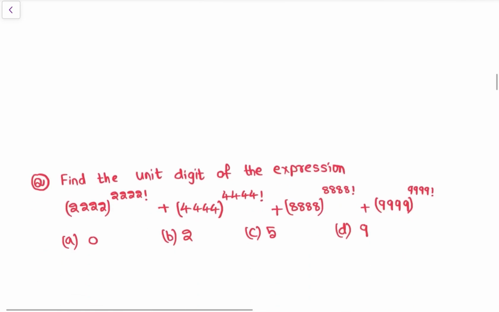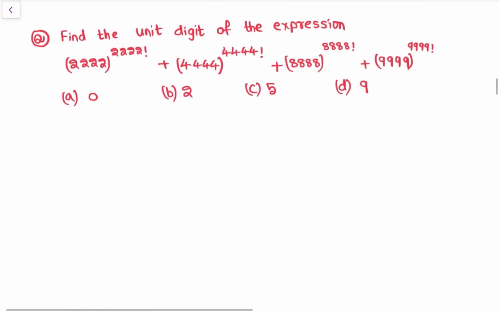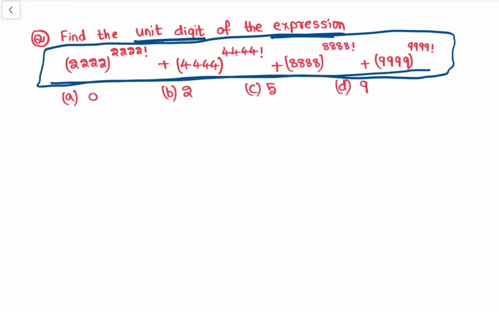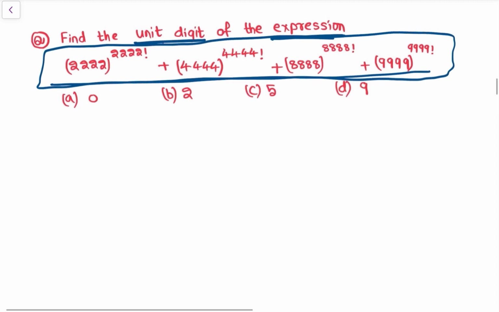So let's move to next question. Next question C. Find the unit digit of the expression. The unit digit of the given expression. Now if we see, the expression seems very big and most students get scared. Most students get scared, but we know the tricks, so it is again very easy.